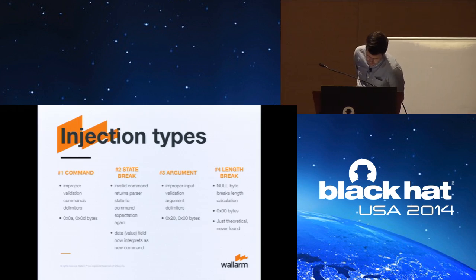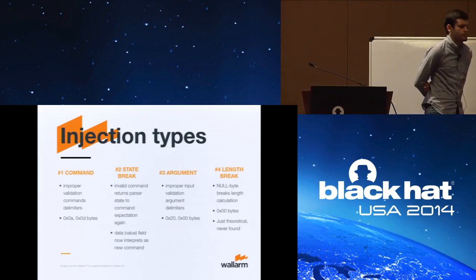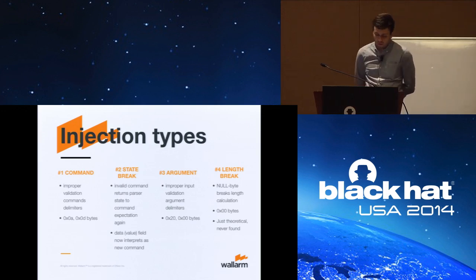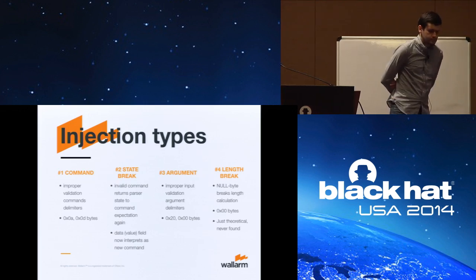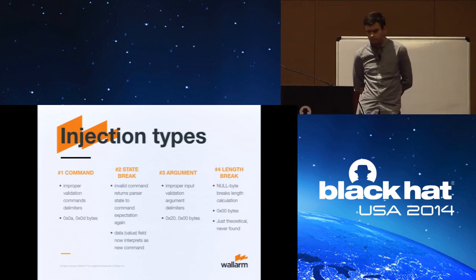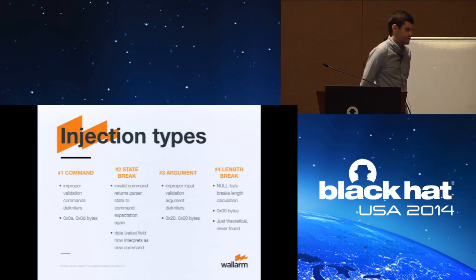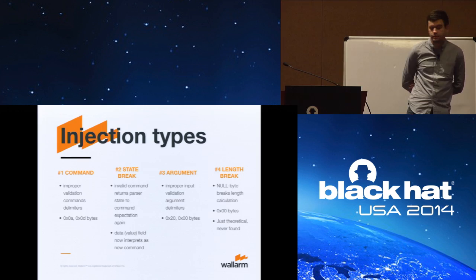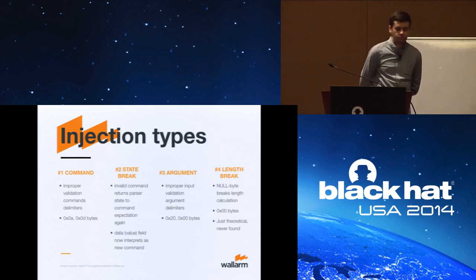The third type of injection is argument injection. The argument delimiter in the Memcached plaintext version is a space byte, and also a zero byte may end any line of a command. And the last type is length break, just a theoretical type, because I can't show any vulnerable example for this type of attack. The theoretical idea is that a null byte in data can break the data length calculation function in the wrapper. But all analyzed wrappers are not vulnerable to that.